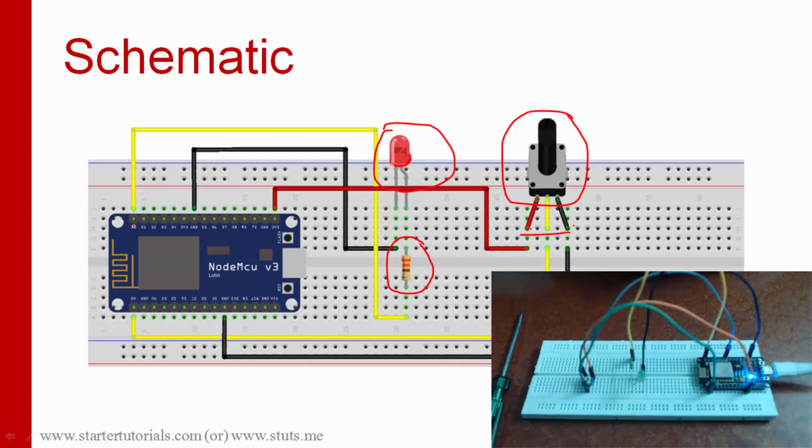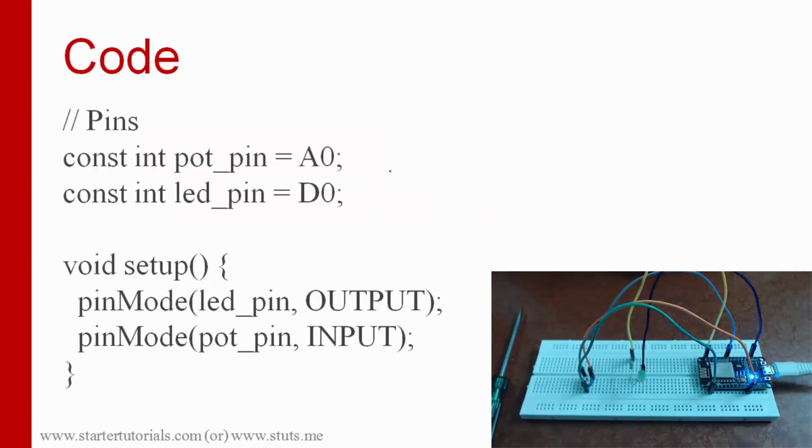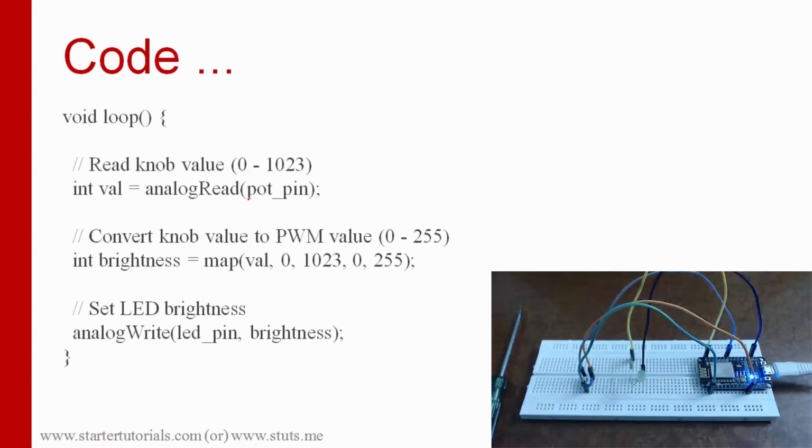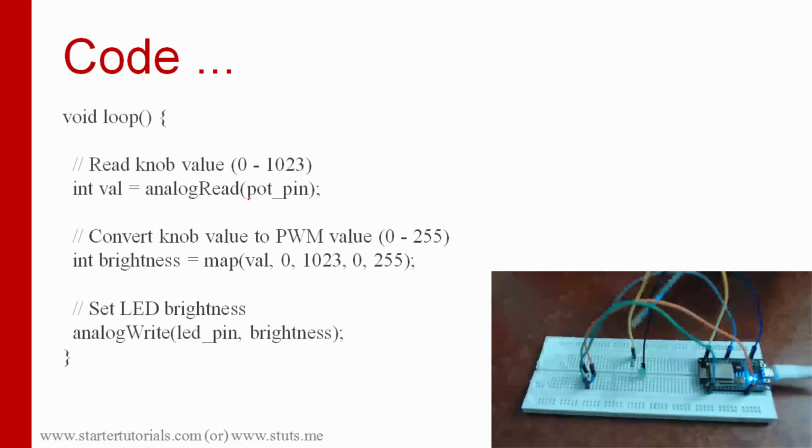So the program is like this. Potentiometer pin is A0 and LED pin is D0, and we are setting LED to output mode and potentiometer in input mode. And then to read the value of the potentiometer, we use a method called analog read. It's a predefined function for reading the analog values, and we are reading the value of the potentiometer.